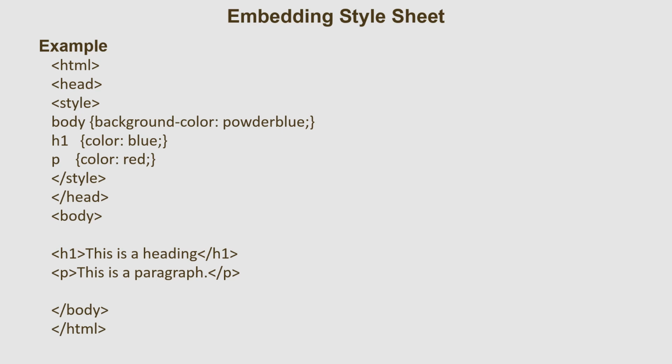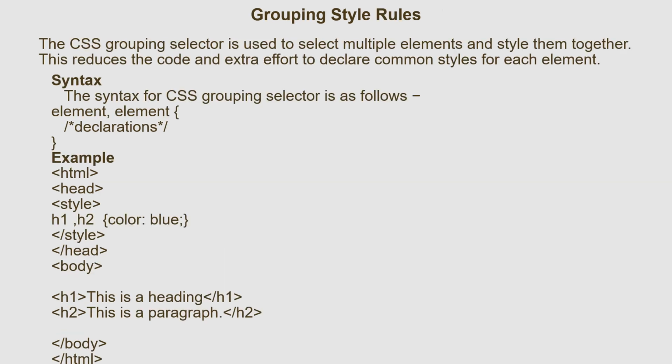Embedding style sheet example. Here we have included a style tag in the head section, and for the body tag we have given the background color as powder blue, for the h1 tag we have given blue color, and for the paragraph we have given the color red. The head section is closed, and in the body section we have used the h1 tag and p tag. Whenever we use these h1 and p tags, the corresponding style which we have set in the head section will be applied.